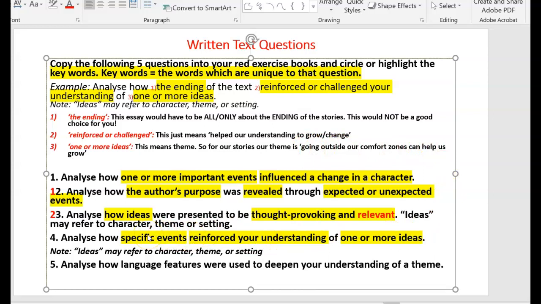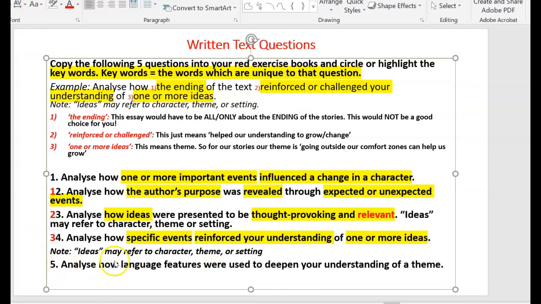Specific events just means any event. So you can write about the example of Tuta receiving an invitation, or you could talk about him going to the ball. That's an event. An event is something that happens. So this is also a good question.